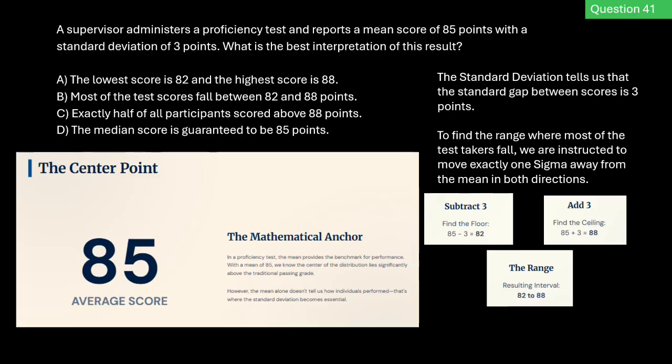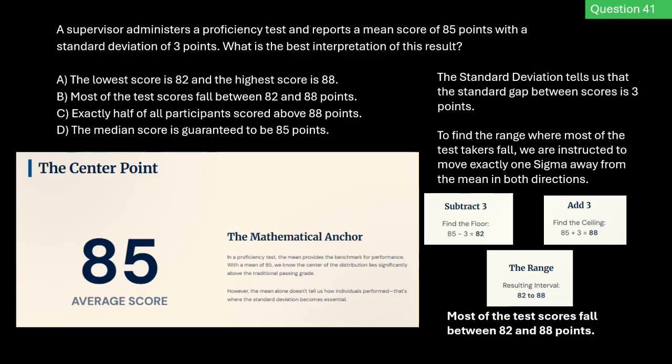Now because of how normal distributions work in statistics, moving one standard deviation out from the mean captures the vast majority, roughly 68% of all data points. So the correct interpretation is that most of the scores fall right here between 82 and 88. So our correct answer is B.